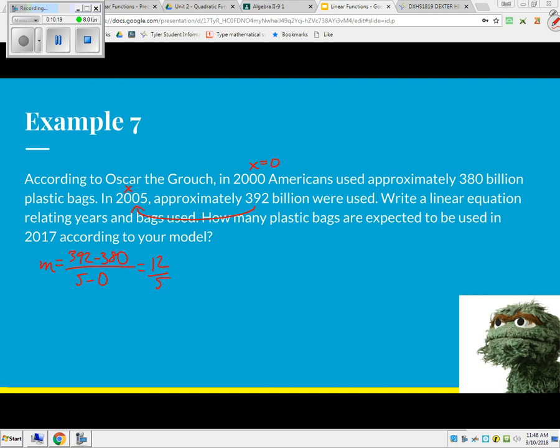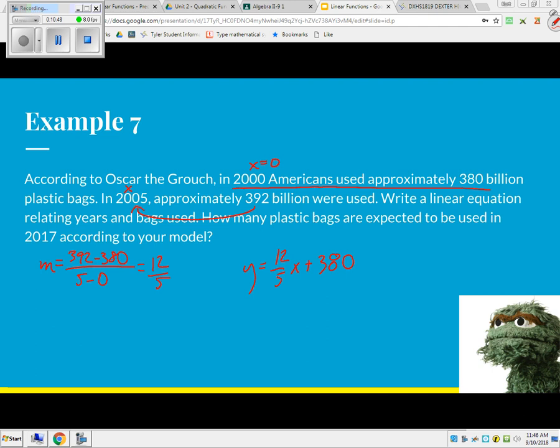Once again, you have your slope. You actually have your y-intercept. Because if I count this as my y-intercept, I can just bring this over. y equals my m x plus my b. My b is just my y value when x is 0. So it's 380 billion. If you use the 2000 and the 2005, that's perfectly fine. I will have that answer as well.